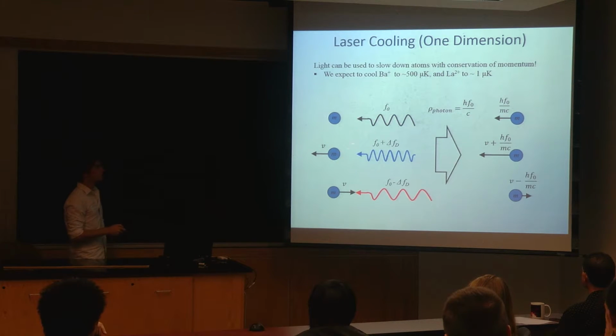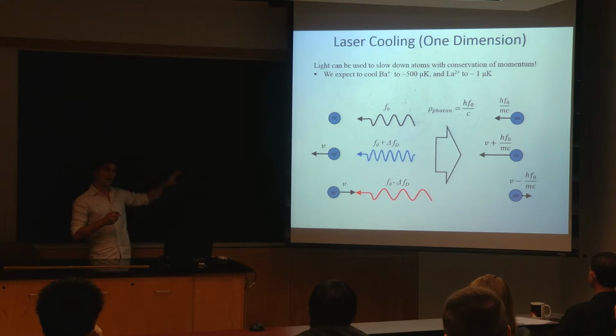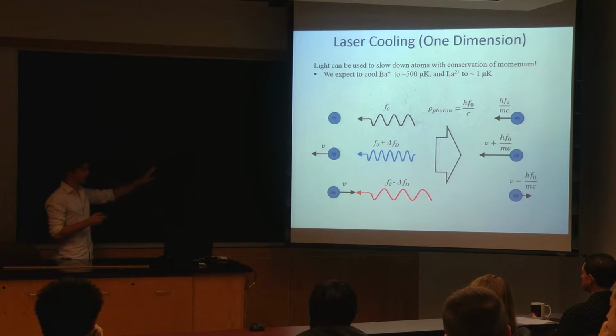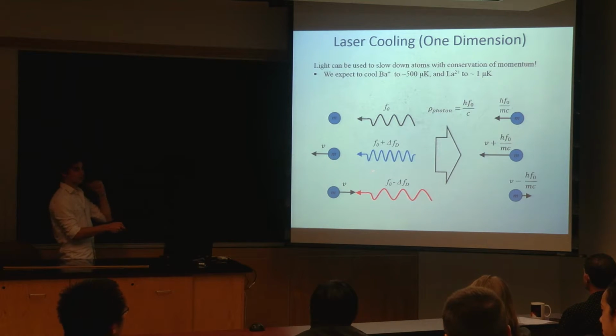But then, if the particle is already moving in this direction, and then light is incident on it, it will only absorb light that is slightly higher in frequency. Because according to the Doppler effect, that atom will see the light as being its transition frequency, so it'll absorb it. And it'll also absorb the momentum of the light, but since it's already going in this direction, it'll just be going faster in that direction when it absorbs it.